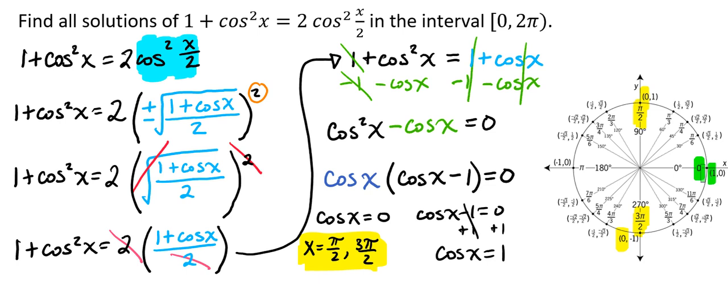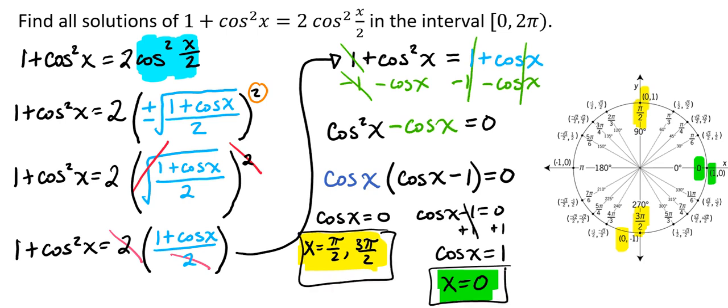The reason we're choosing 0 and not 2 pi is because up in our interval, we see that we have a bracket around our 0, and we have a parenthesis by the 2 pi, which means 0 is included and 2 pi is not. And those are our answers on the interval from 0 to 2 pi.